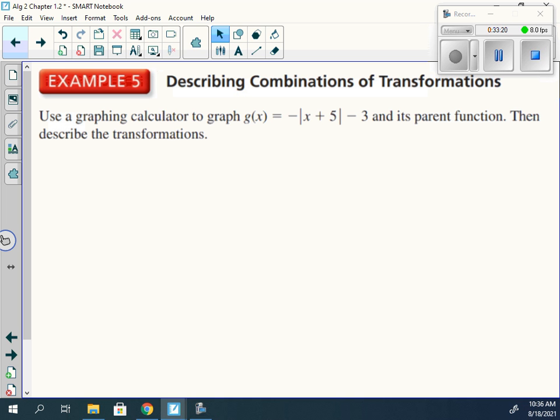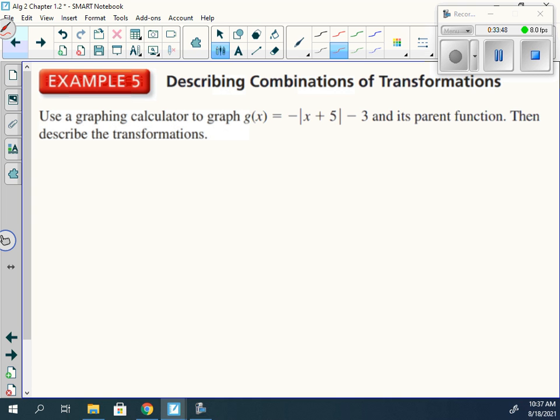Now, up to this point, we've only had one movement. It's either been stretched or shrunk, or it's been up, down, left, or right. We can actually have more than that. So this here actually has 3 different things going on with it.